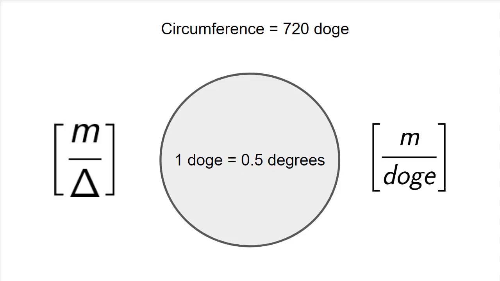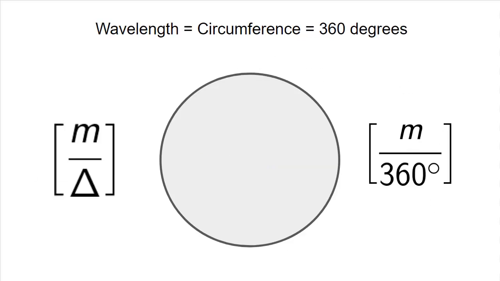or I could make up a unit called the Doge. Okay, in the Doge, one turn around the circle is 720 Doge, and one Doge is equal to a half a degree. And so once around the circle is 720 Doge. So that's what the units would look like. But here's the problem. I don't want to put numbers into the unit section. That's why I put a symbol here. Okay, it's meters per whatever units I'm using in my experiment.